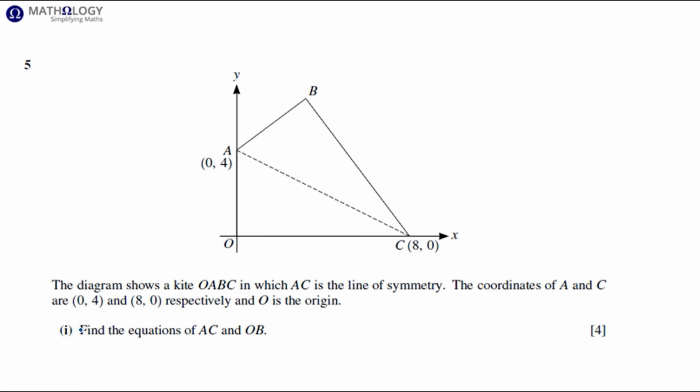Question 5. The diagram shows a kite OABC in which AC is the line of symmetry. The coordinates of A and C are 0, 4, and 8, 0 respectively, and O is the origin. We are required to find the equations of AC and OB.